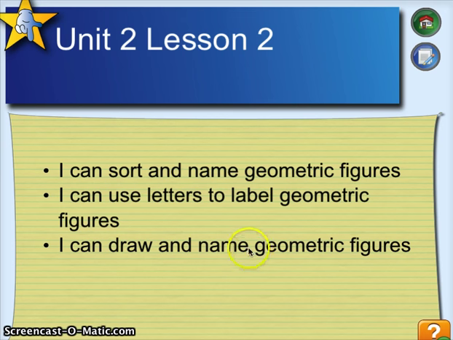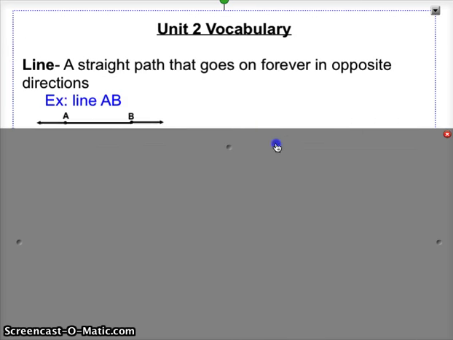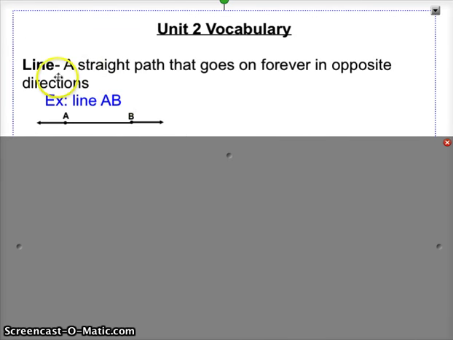Alright, the first thing that you need to do is get out your math notebook. We have some vocabulary words to write down. Your first vocabulary word to write down is line, and a line is a straight path that goes on forever in opposite directions. So this we call line AB because that's the letters on it, and we have arrows on both ends because it goes on forever in opposite directions.